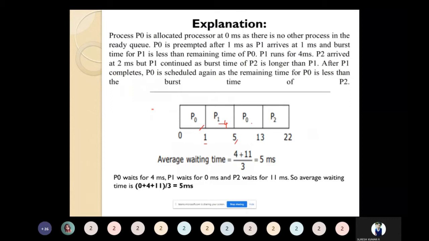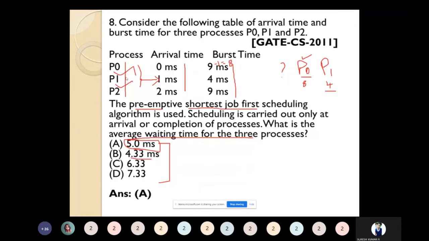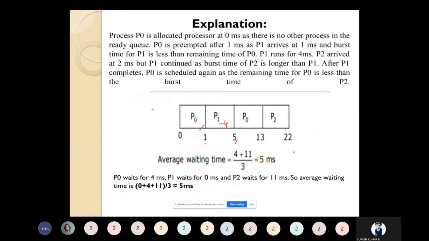After that, P0 and P2 are the two processes there. Now we are going to decide whether P0 or P2 enters. The remaining burst time of P0 is 8 and P2 is 9. Which one is smaller? P0. That's why P0 enters here. Next P2 enters. So after this Gantt chart, we have to calculate the waiting time.